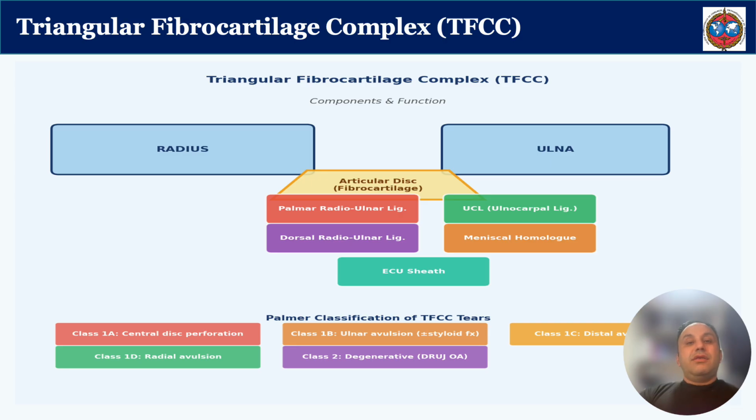The articular disc of the triangular fibrocartilage extends from the sigmoid notch of the radius to the base of the ulnar styloid and transmits 20% of axial load. You have the palmar and the dorsal radio-ulnar ligaments. The palmar limits dorsal subluxation of the distal ulna, especially in pronation, while the dorsal radio-ulnar ligament limits volar subluxation in supination.